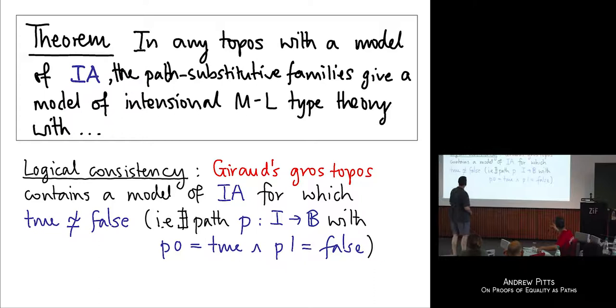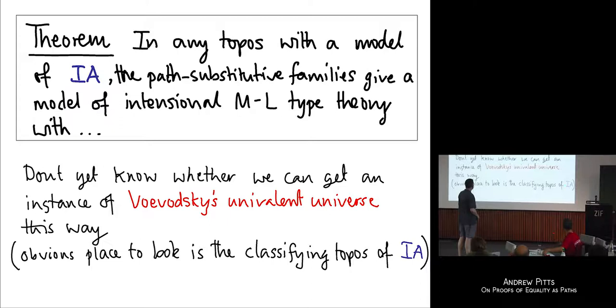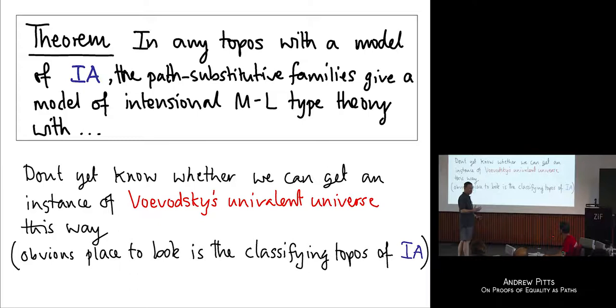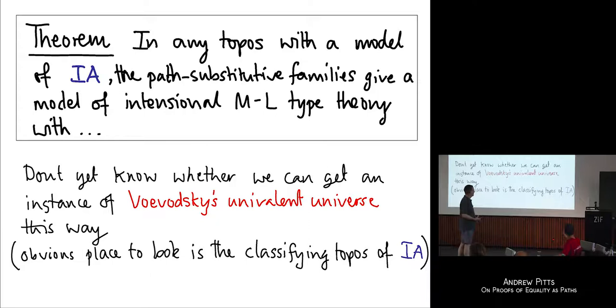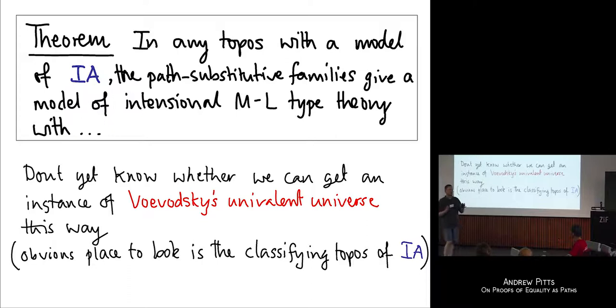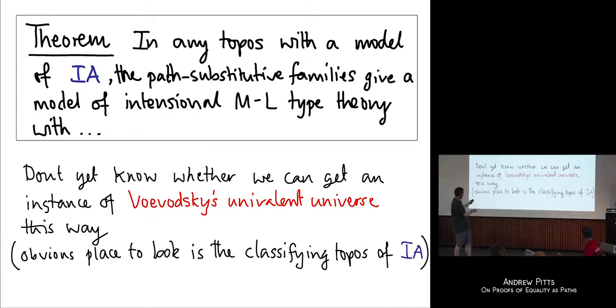Has this a universe property? You mean, does a universe exist there? Which universe property has this classifying topos? What do you mean by universe property? You mean classifying? Classifying topos is a technical term meaning that it's a topos that contains a model of that particular first order theory, and it's generic amongst all such models. So if I have some other topos with a model of IA, there's a unique geometric morphism that takes the generic one to that one.